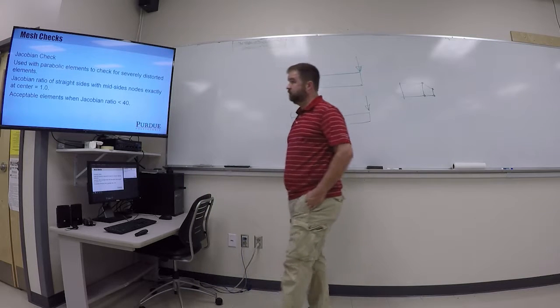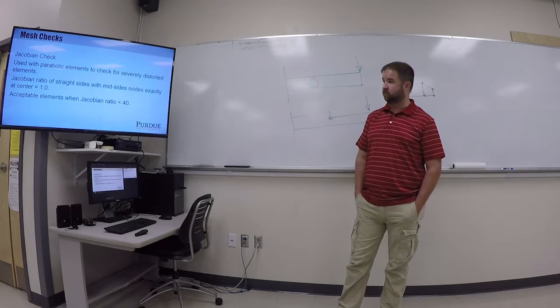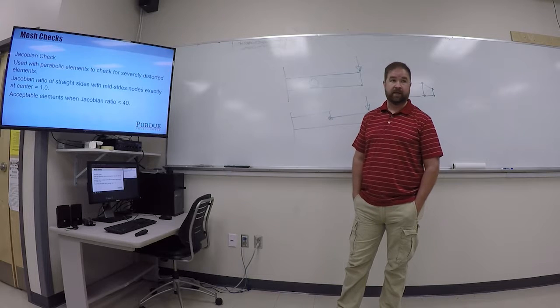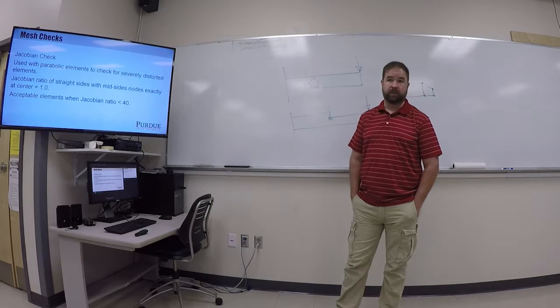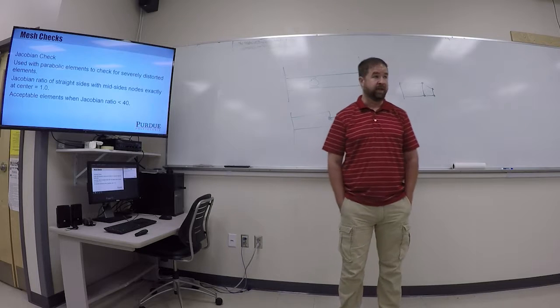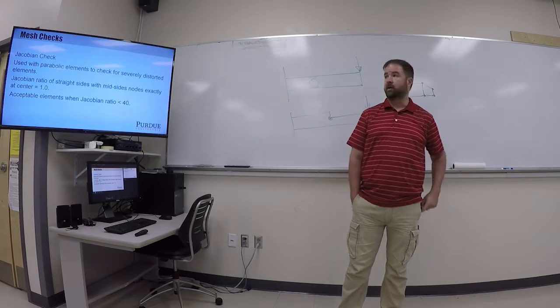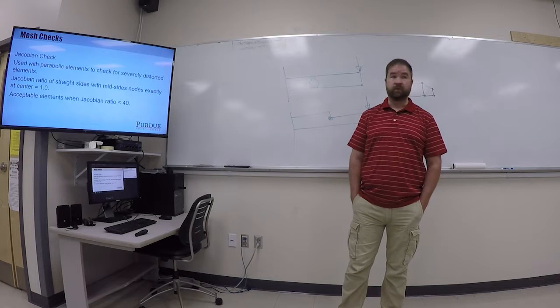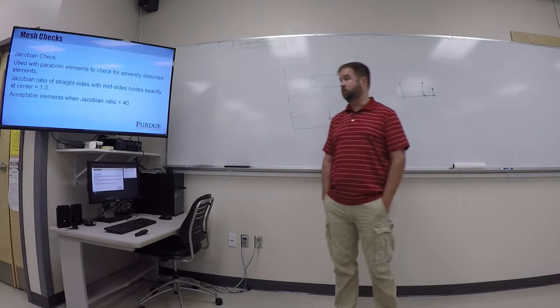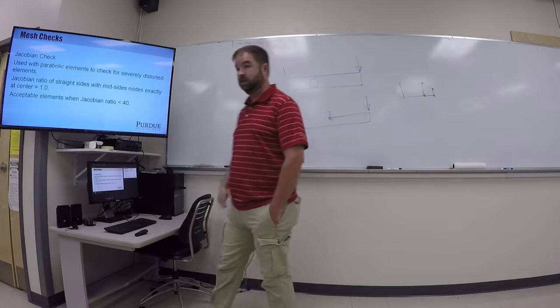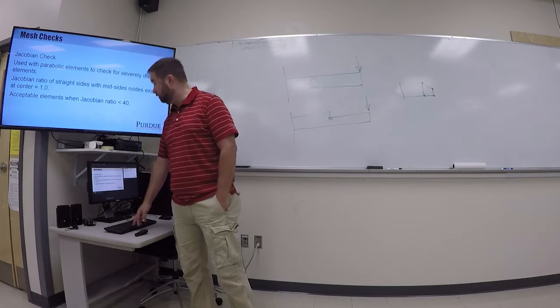Jacobian check is another check that is used, and this is for the parabolic type elements, so the linear stream tetrahedron. It's looking for severely distorted elements. Because I have the mid-side nodes, you can get elements that have really curved sides. It tries to avoid distorting them too much, and so that's what the Jacobian check is, to make sure that they don't get distorted too much either.